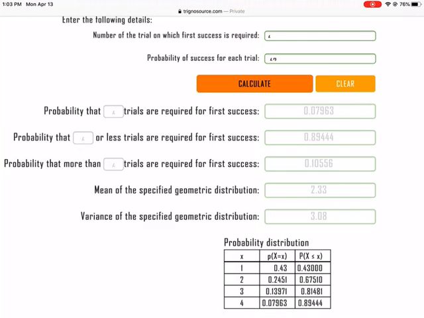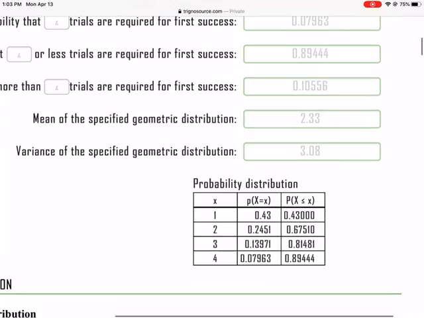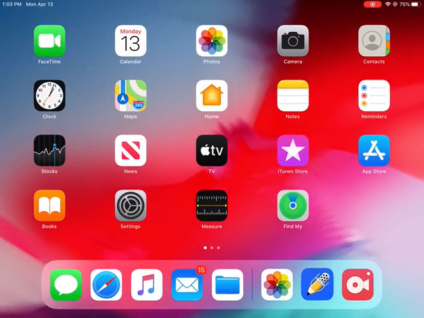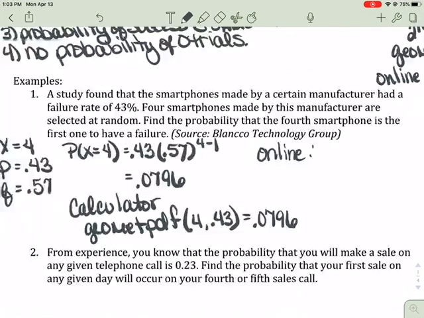Now, it does give you a couple of other things, just like our other one did. Less than or equal to 4, more than 4, which is great. And it also gives you the mean and variance of that distribution. So there's a lot of information here, which is great because once you get into a couple other problems, we are going to need the first success, more than the first success, and the mean and variance. And it also gives you a table, which is great. So we'll be back to that.